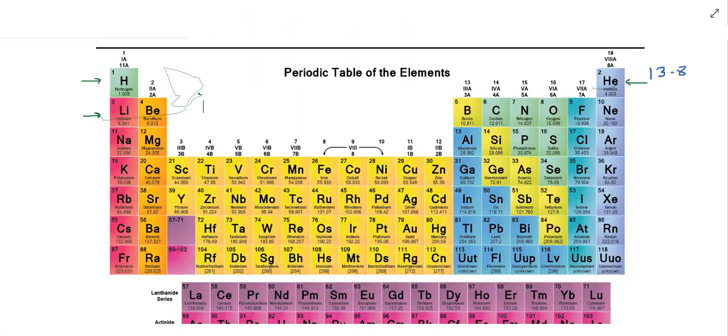So what I want to talk about in this lesson is the formation of the elements. When we look at the periodic table, how are all of these elements that make up the periodic table formed? As we know, we kind of start off with hydrogen.